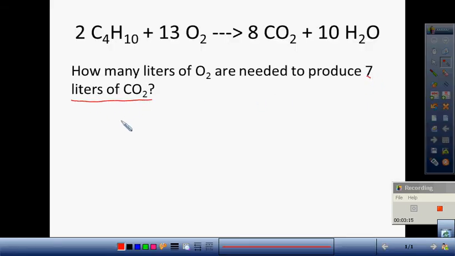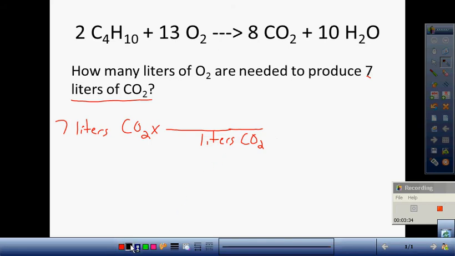Alright, here's our next problem. Now I'm looking for how many liters. Well, let's look at what my given is: 7 liters of CO2. I'm just going to start by writing that. I don't really have to think about the problem much, I just write my given. And then once I have my given, I put it down here because I know it's always going to cancel. Now what can I change liters to? There's only one thing I can change liters to, and that's moles. And if I have liters of CO2, I have to have moles of CO2.